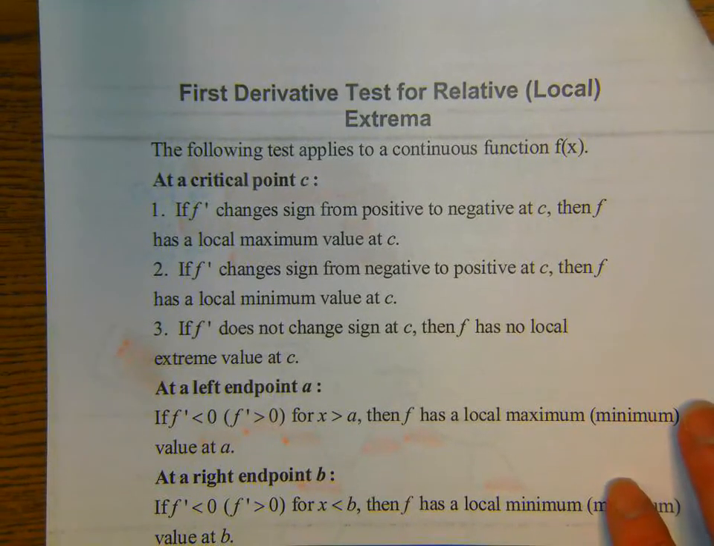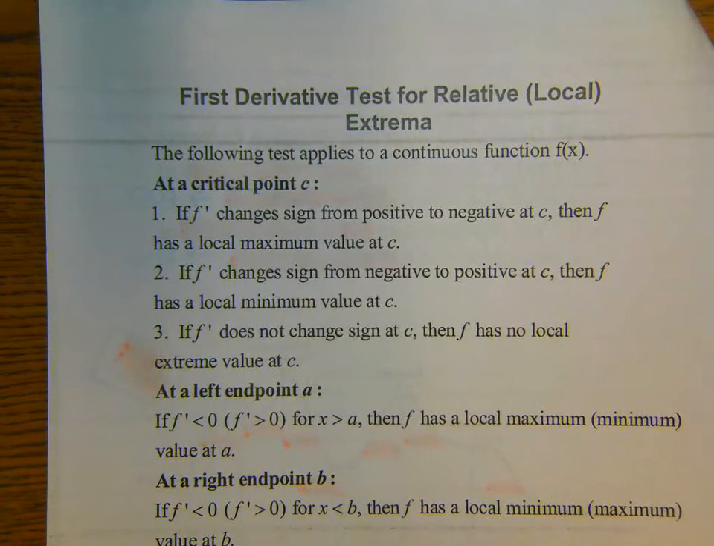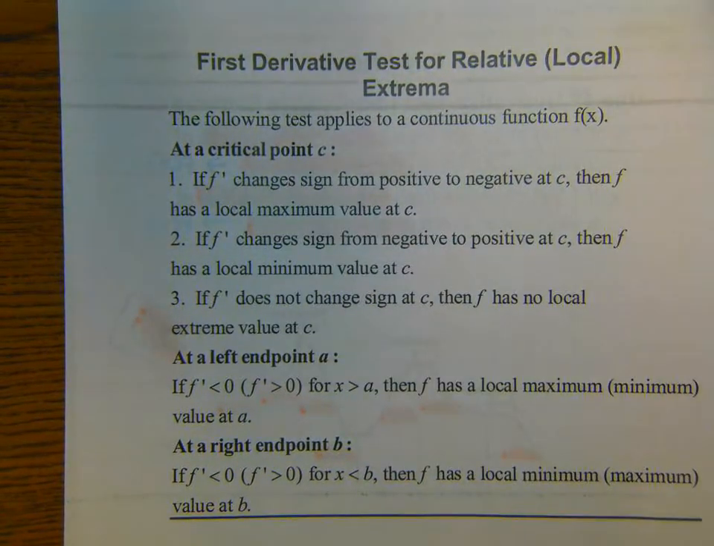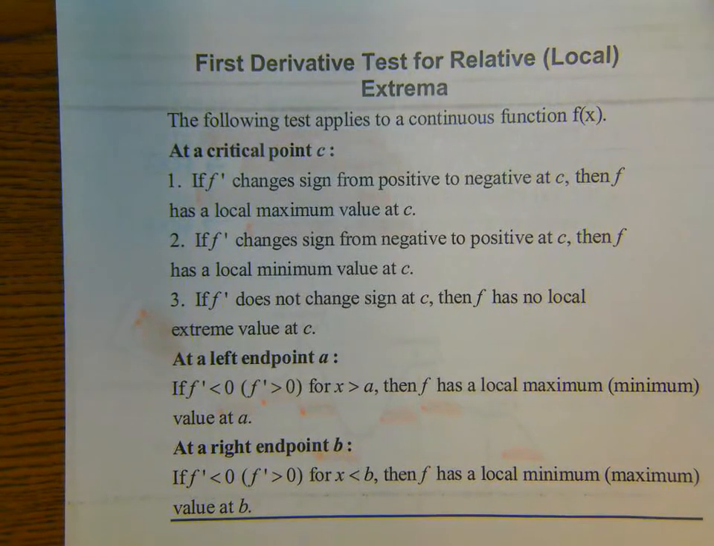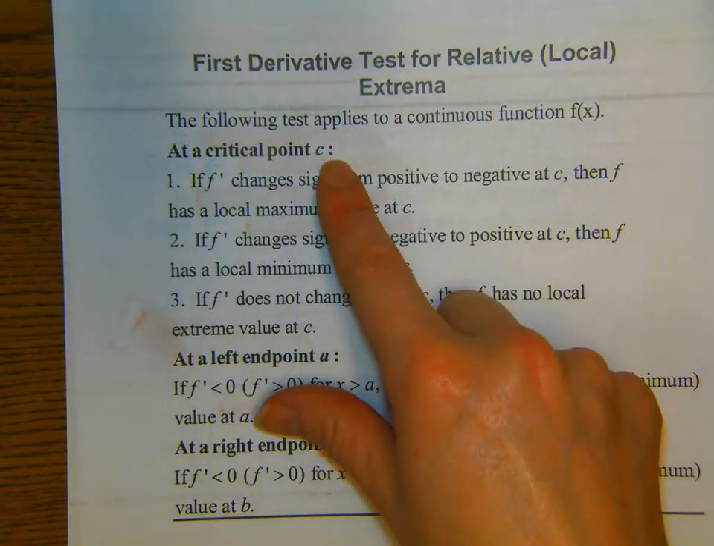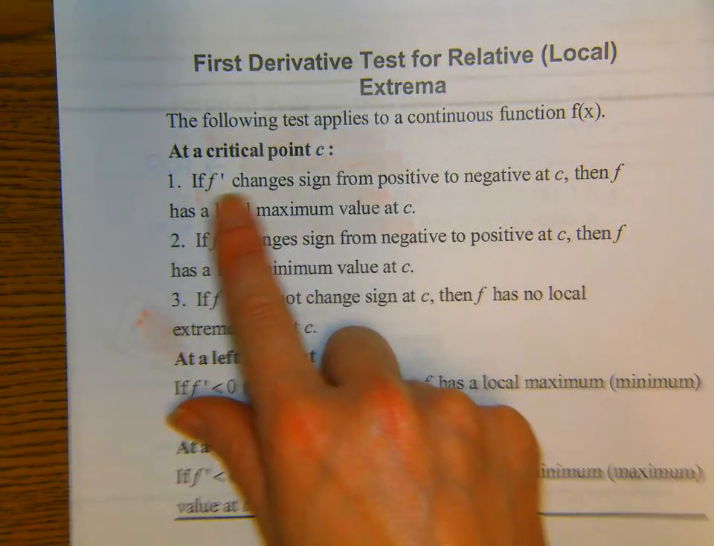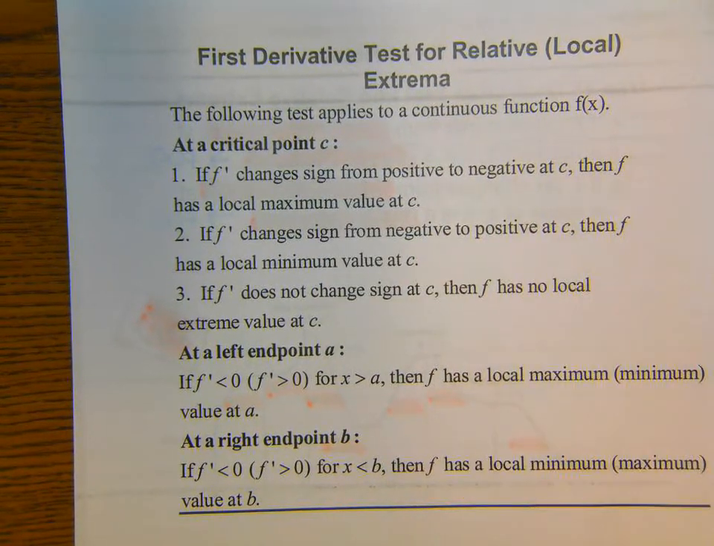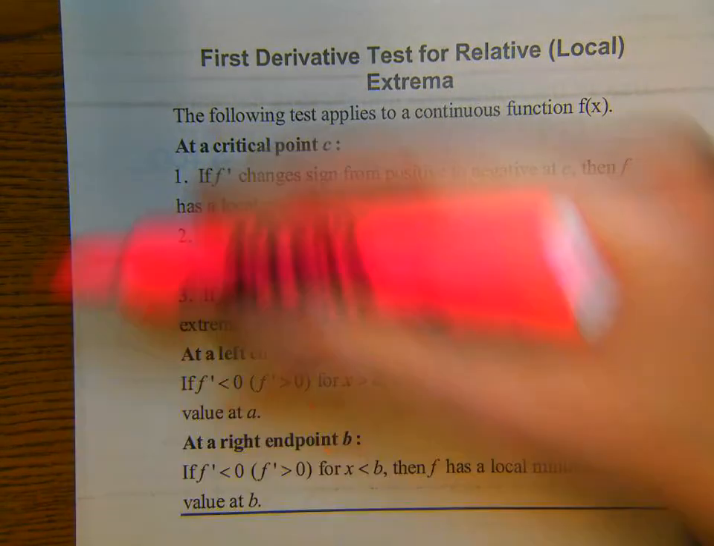the next thing, and this just kind of gives us a checklist that we're looking for. So today when you're doing problems and you're thinking, how do I decide this? How do I decide? So at a critical point, okay, if f prime changes sign from positive to negative, then f has a local maximum there.